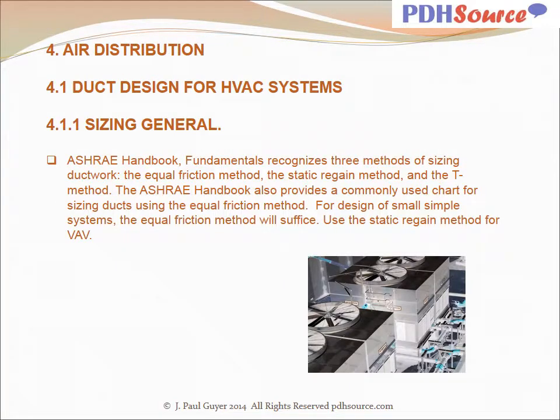Now we move to Chapter 4, Air Distribution. Duct design for HVAC systems, the sizing in general. Refer to the ASHRAE Handbook Fundamentals, which recognizes three methods of sizing ductwork: the equal friction method, the static regain method, and the T method. The ASHRAE Handbook also provides a commonly used chart for sizing ducts using the equal friction method. For design of small, simple systems, the equal friction method will suffice. Use the static regain method for variable air volume.